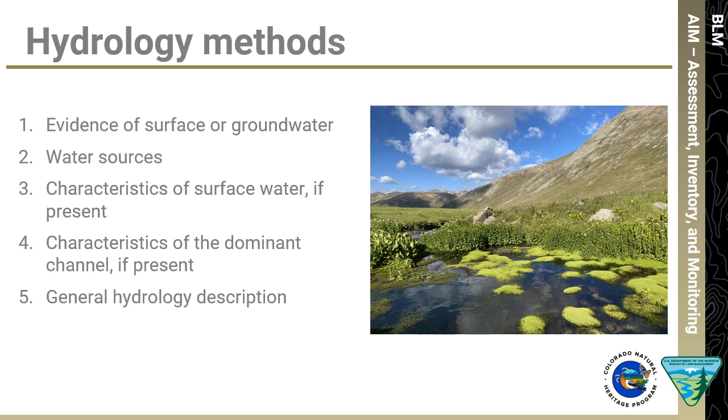Hydrology information is collected in all riparian and wetland AIM monitoring plots. Data collected include evidence of surface or groundwater, dominant and supplemental water sources, characteristics of surface water if present, characteristics of the dominant channel if present, and general hydrology description.